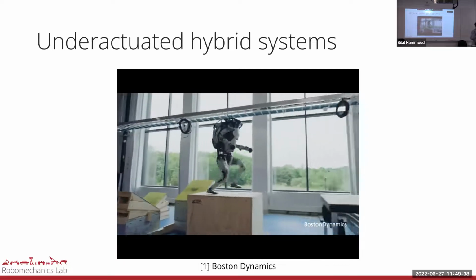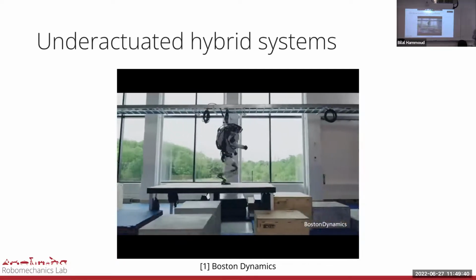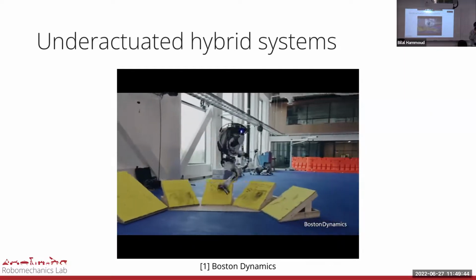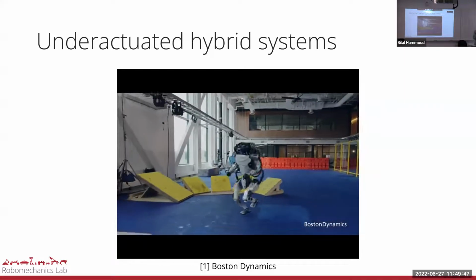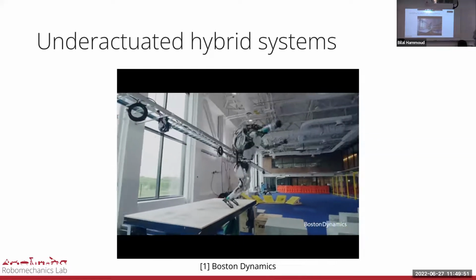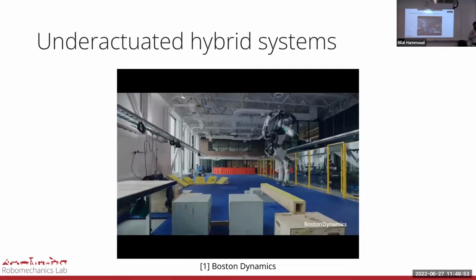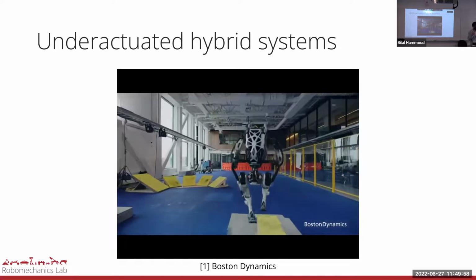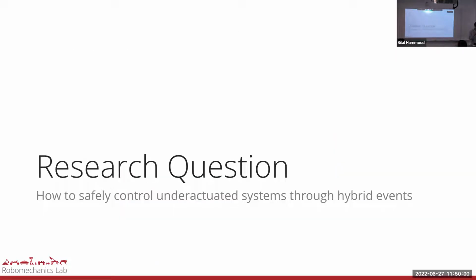So the point of this work is, this is a very famous video of legged robots doing these actions where, first, it's hybrid, where you're making and breaking contact with the ground and experiencing these impulsive forces, or impulses. And then also high degrees of underactuation, where, for example, when you're in the air, you have very limited control over your body. So the research question I'm trying to evaluate here is how to safely control these underactuated systems as they undergo these hybrid events.